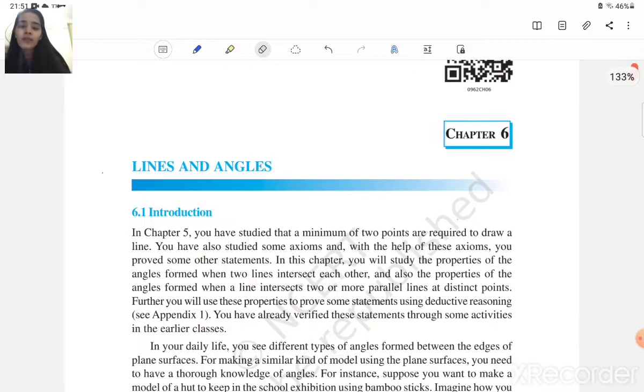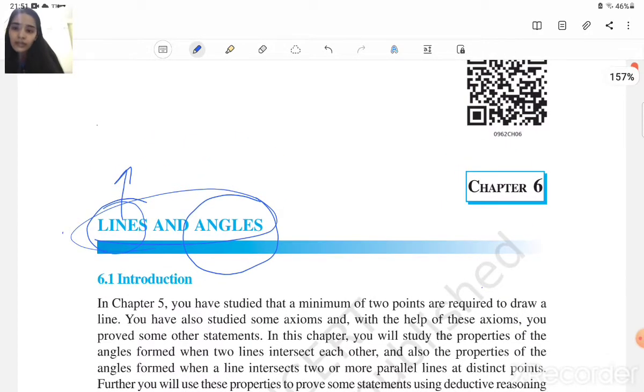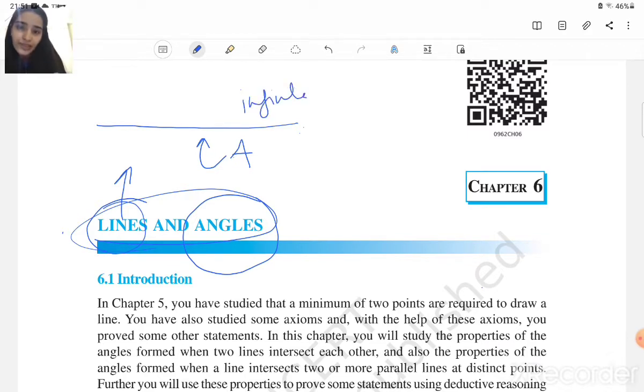Let's start. Lines and angles. So let's understand these two words first. Lines. What is a line? This is a line. Let's name this line as A. So this A is a line. It does not have any two fixed points. So it is an infinite line because we can extend it in this direction, and we can extend it in this direction. So therefore this is an infinite line.